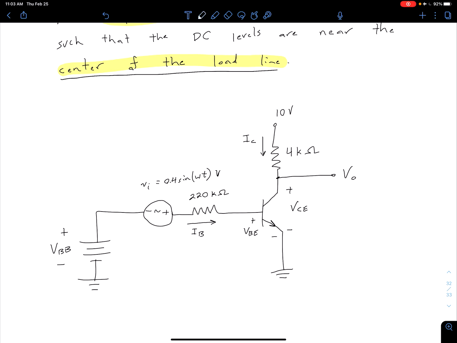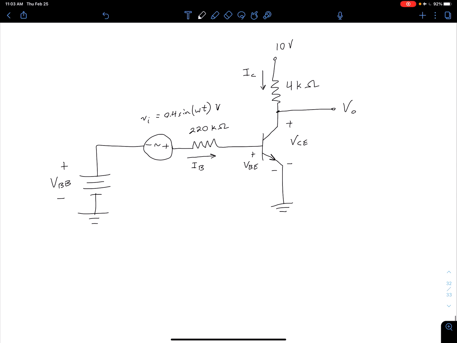Now, if we look at the circuit that we considered in the previous example, our adjusted circuit where we put that AC signal in series with our DC signal, we have a couple of potential issues here. The first is that our AC source is not grounded.